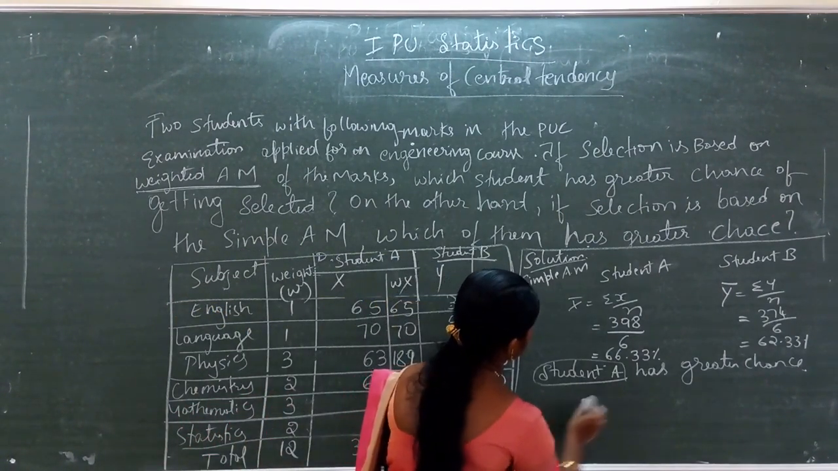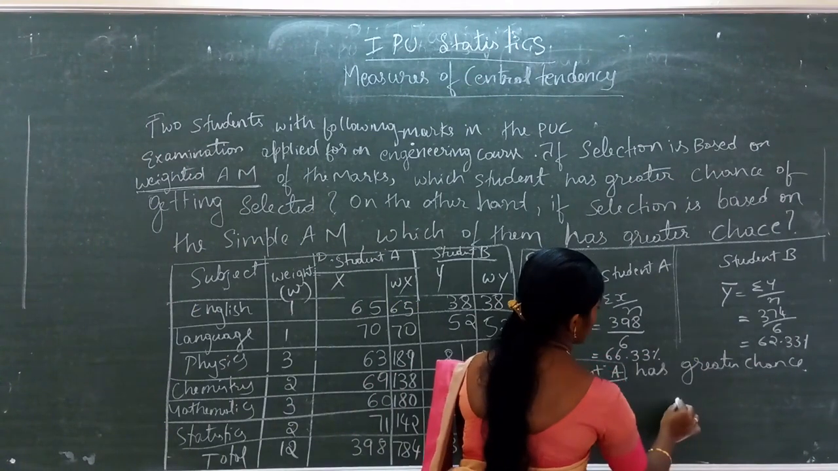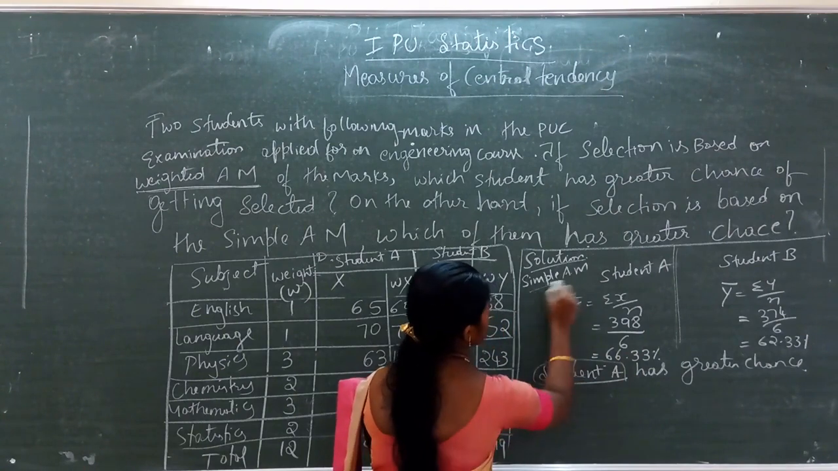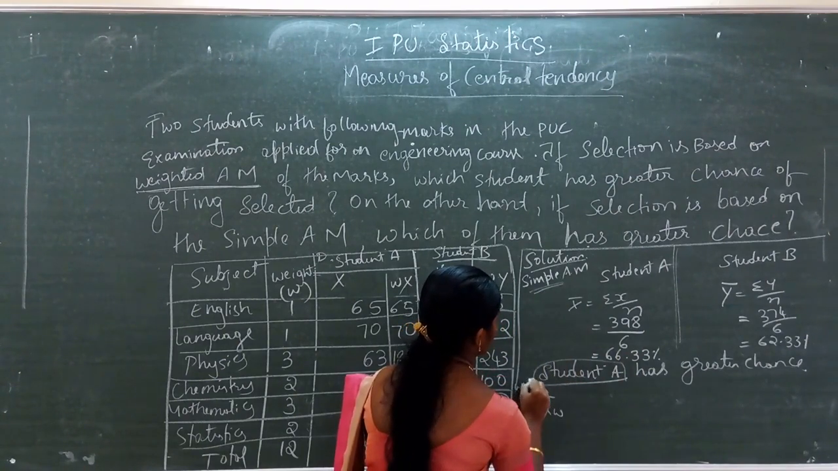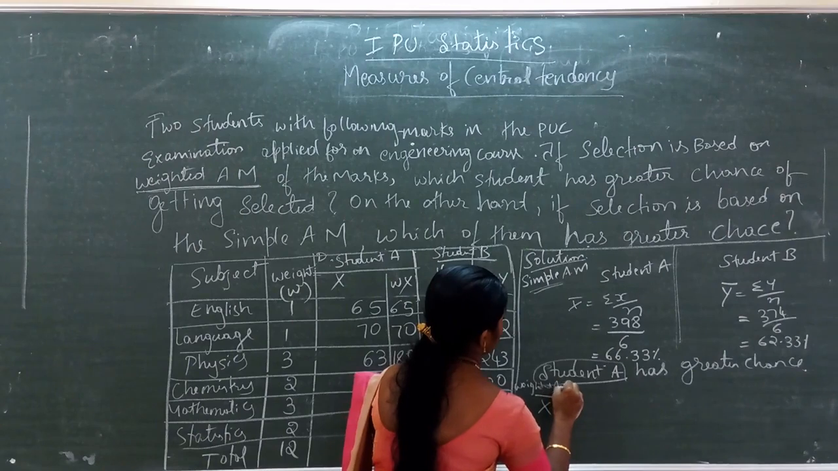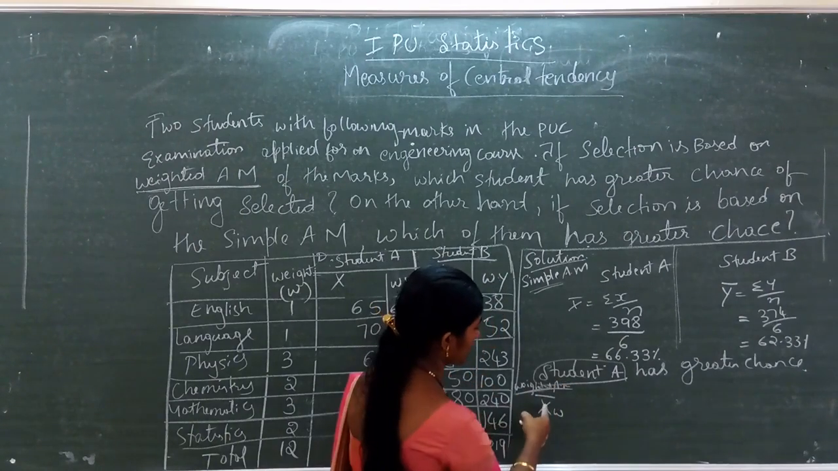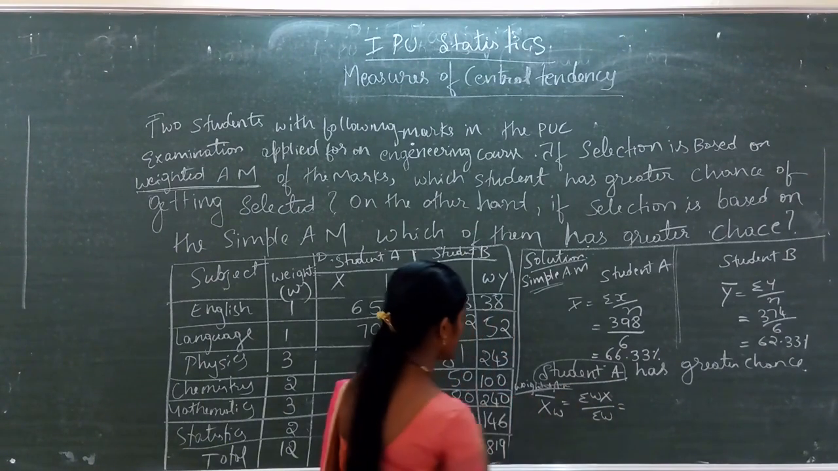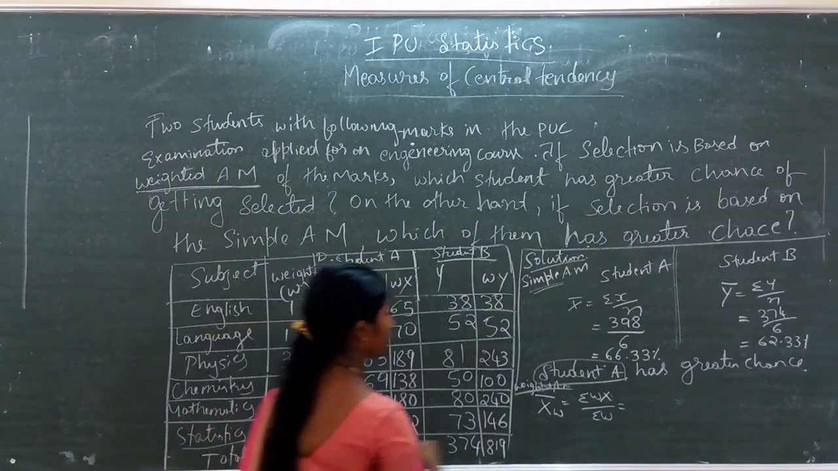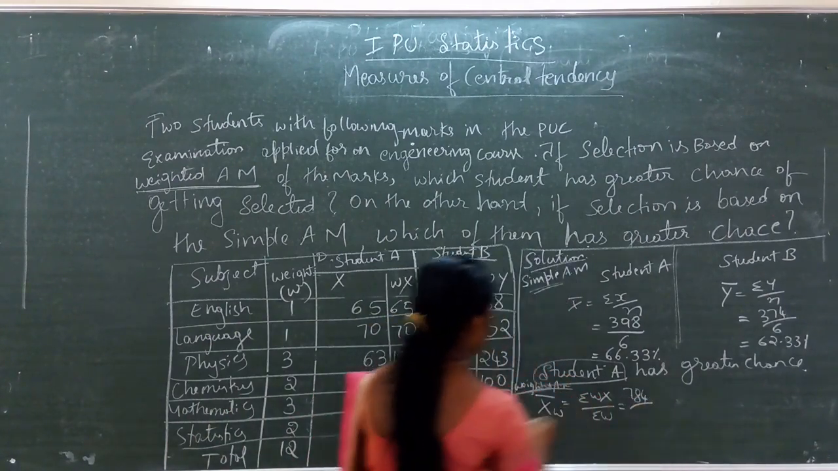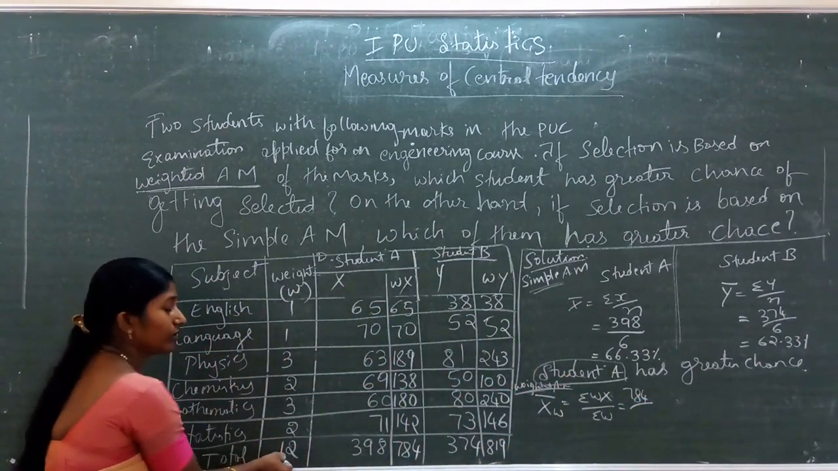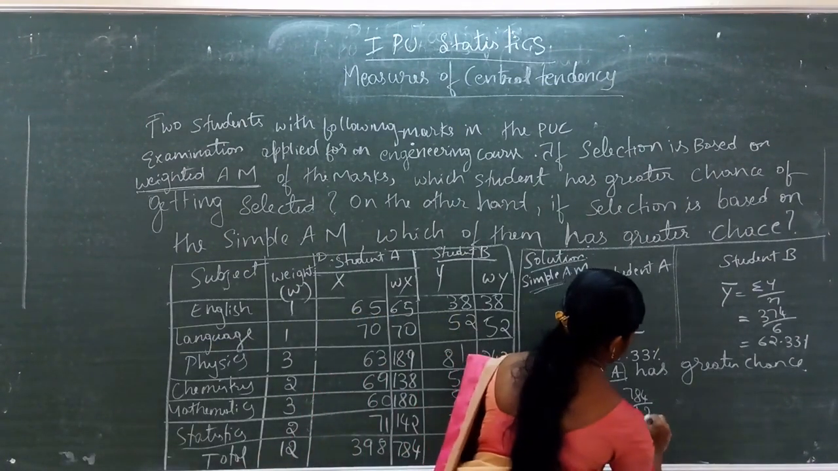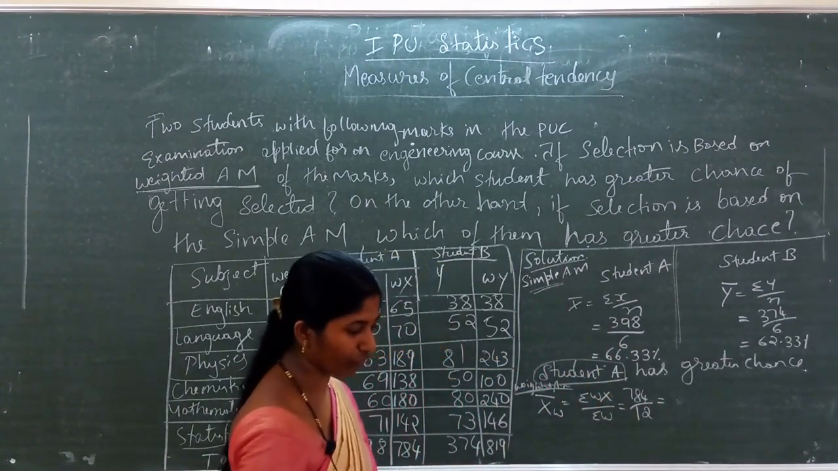Now the weighted arithmetic mean for student A. Earlier I used the simple arithmetic mean; now I am using the weighted arithmetic mean. X bar W equals sigma WX divided by sigma W. WX total is 784, and the total of weights is 12. So 784 divided by 12.